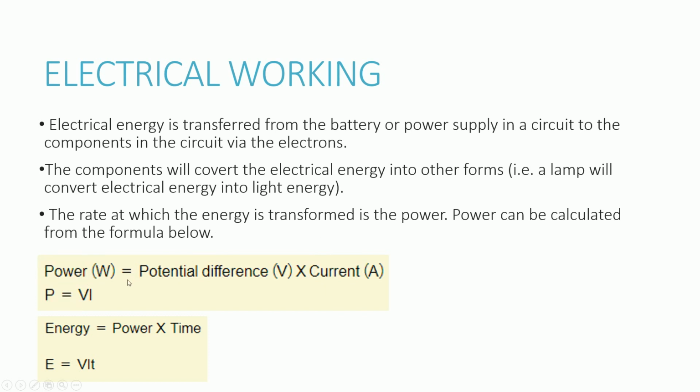Power has the units of watts, and that's quite important. So in short, P equals VI. Now, energy is calculated by multiplying power by time. So if power is voltage times current, VI for short, then energy equals voltage times current times time. So these two equations are quite important.